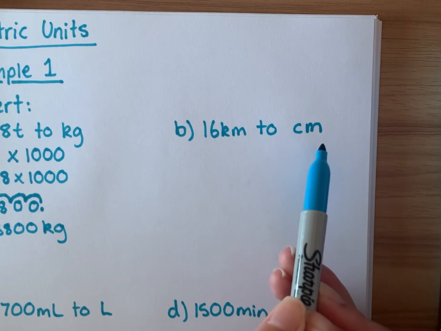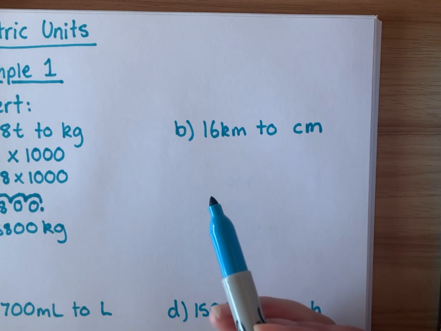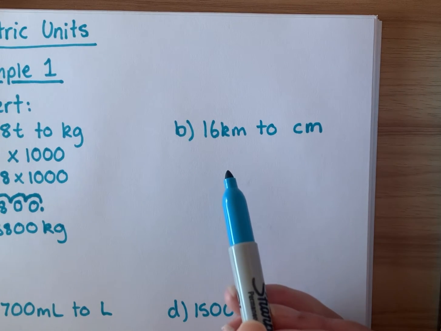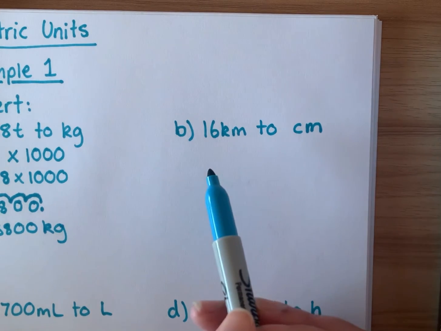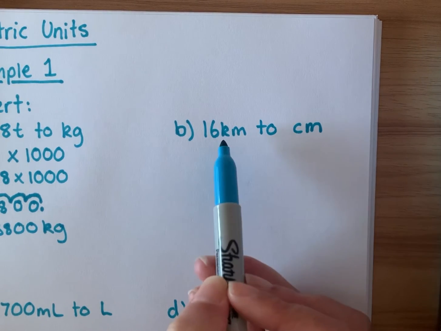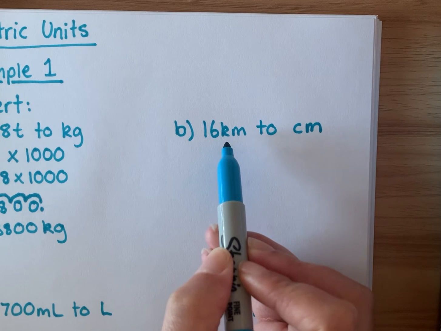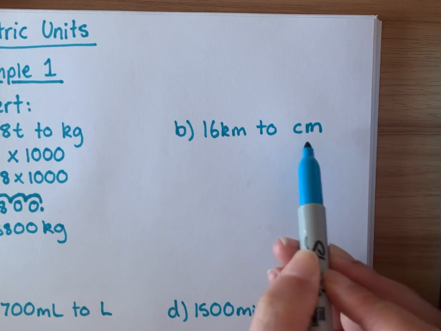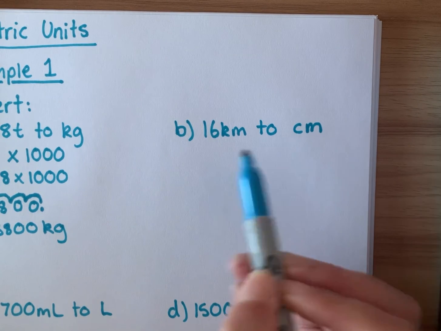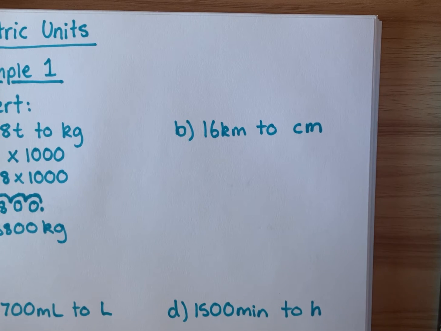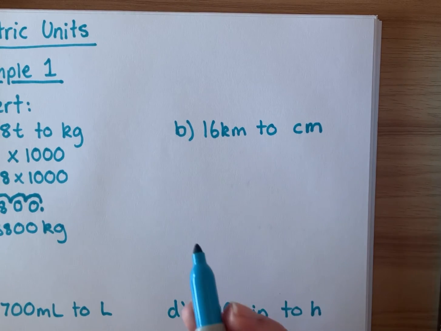16 kilometers to centimeters. In this case, we have to be careful. We're going to need to perform two operations unless you know off by heart how many centimeters there are in a kilometer. I don't know off by heart, so I need to work with what I do know. And I do know how many meters there are in a kilometer. And I do know how many centimeters there are in a meter. So I'm going to use meters as my middleman to get to centimeters.